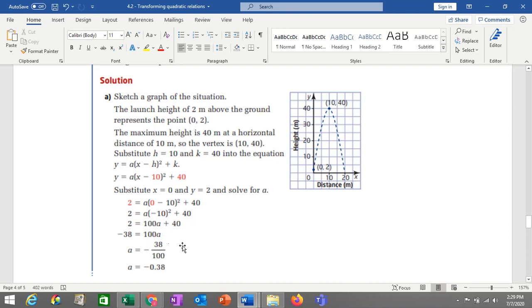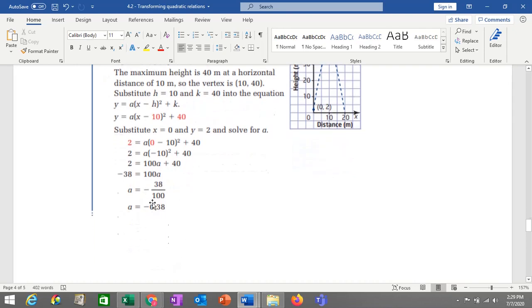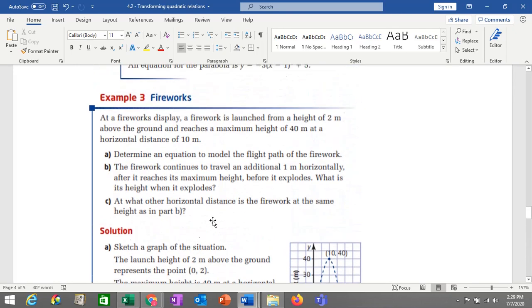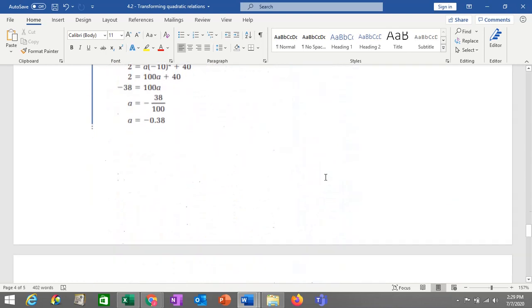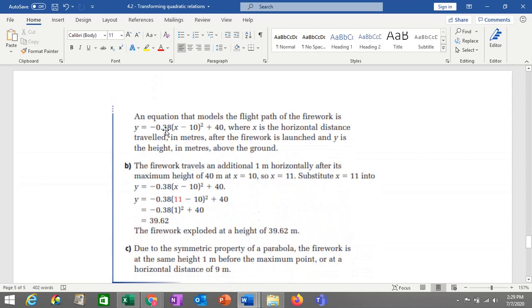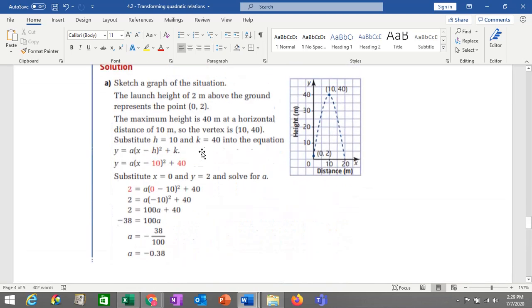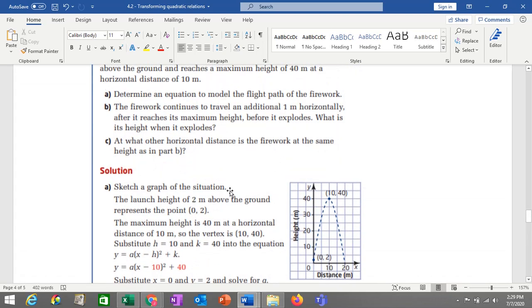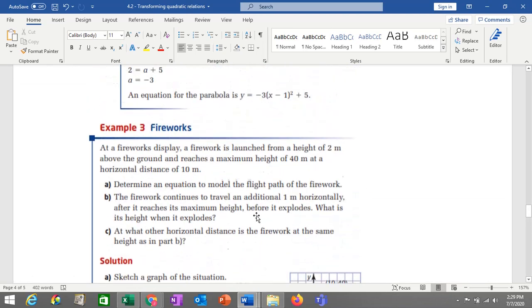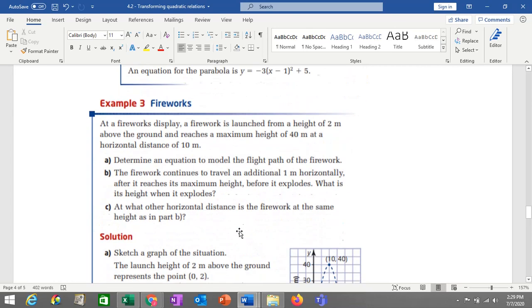At least that's a terminating decimal. So your A value is negative 0.38. Then you can simply plug in A, H, and K and figure out your equation. Okay, so again, this word problem has a therefore statement, but I'm not going to go through all the steps of that because it's just the same as what we just did in this question.